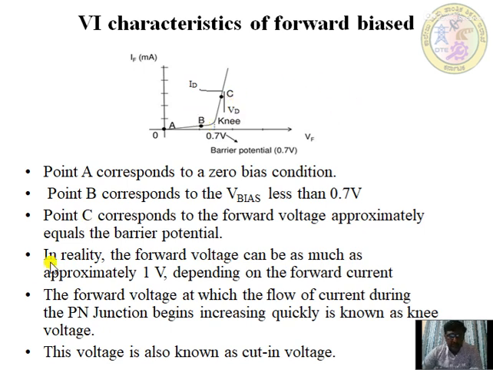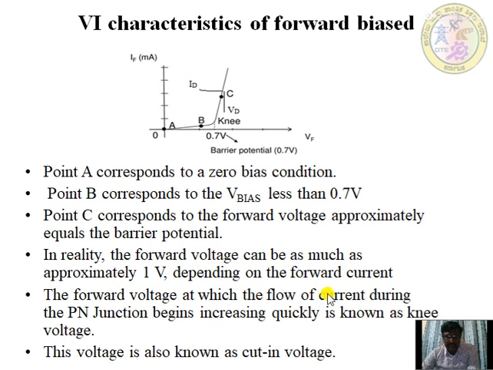And so, point C. Next, point C corresponds to the forward voltage approximately equal to the barrier potential. So 0.7 is the standard value, and it is almost the same for this point C. That one is 0.7 volts. Okay, so this one is a straight line, meaning as soon as it reaches 0.7 the current increases vertically. In reality the forward voltage can be approximately 1 volt, so 0.7 volt means it will obviously be nearly 1 volt depending on the forward current.